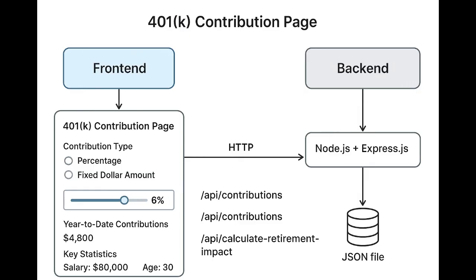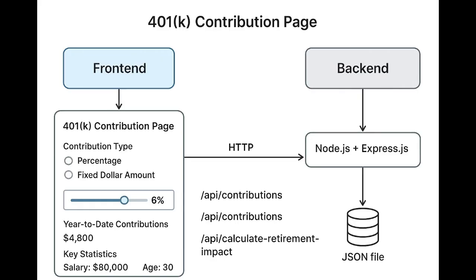For storage, I use a local JSON file. I didn't introduce a full database. I just used the JSON file for persistence. I think this is sufficient for the single user and prototype scenario, and it also keeps the project highly portable and avoids unnecessary complexity. The backend simply reads and writes the contribution settings from the file.